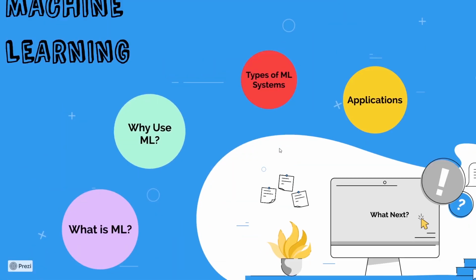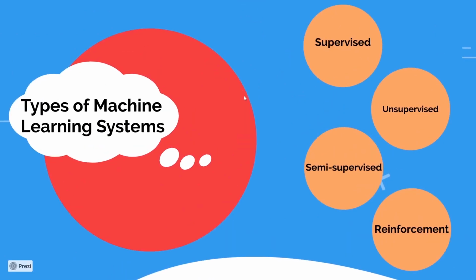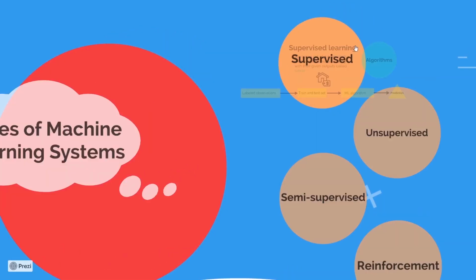Let's see some of the machine learning systems that we have. Machine learning systems are broadly classified into 4 categories. First is supervised learning, then we have unsupervised learning, then we have semi-supervised learning, and finally we have reinforcement learning. So now let's explore what is supervised learning.